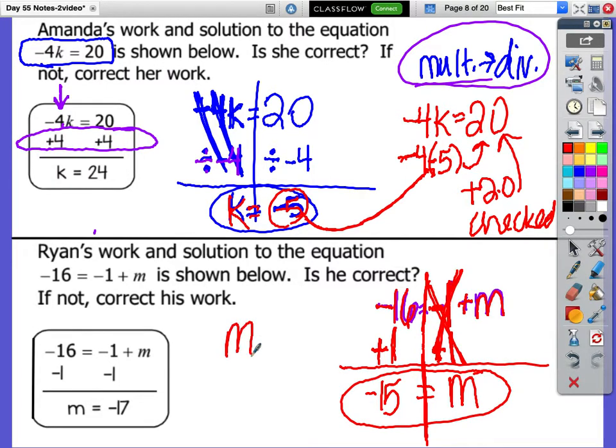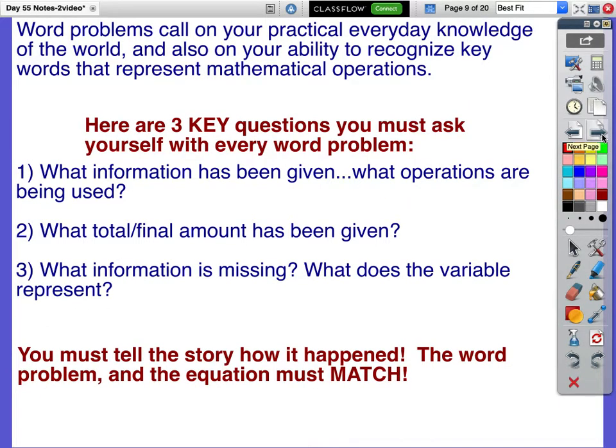The alternate answer would be m equals what? -15. Good. All right. Ooh, now we're going into talking about creating our own equations.